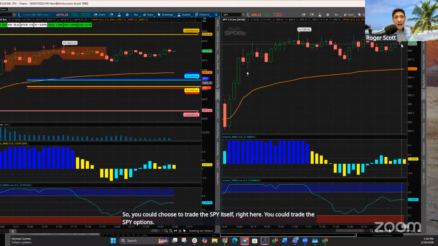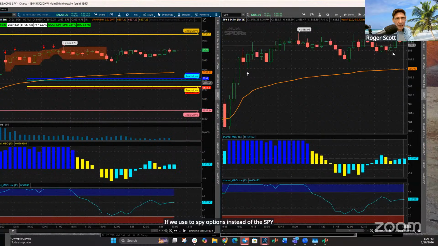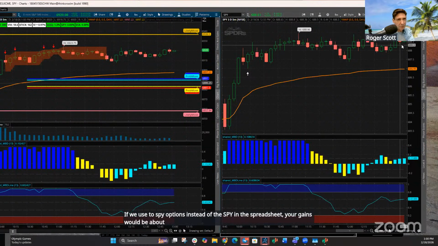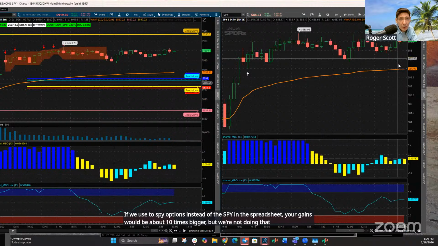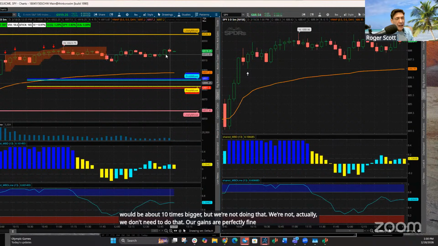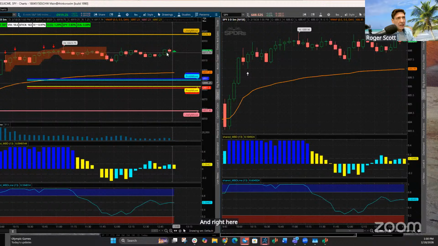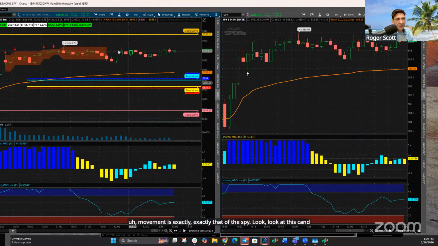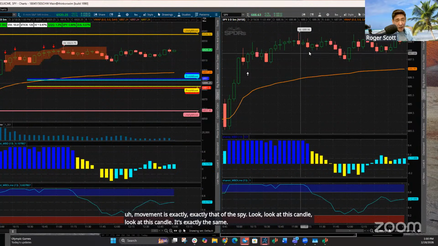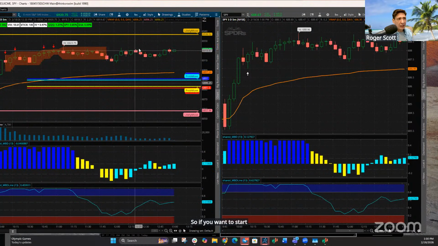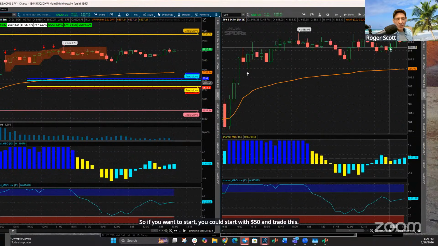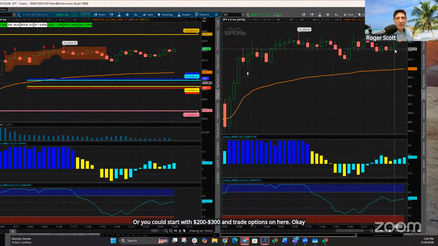If we use the SPY options instead of the SPY in the spreadsheet, your gains would be about 10 times bigger, but we're not doing that. We don't need to do that. Our gains are perfectly fine without it. And right here is the E-mini. You could see that the E-mini movement is exactly that of the SPY. Look at this candle, it's exactly the same. So if you want to start, you could start with $50 and trade this, or you could start with $200-300 and trade options on here. Very, very simple.